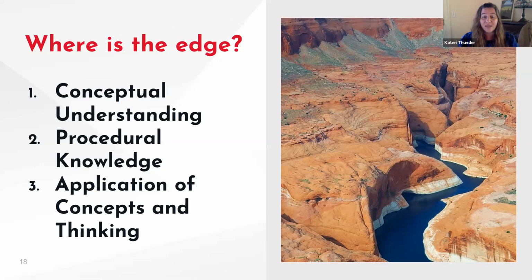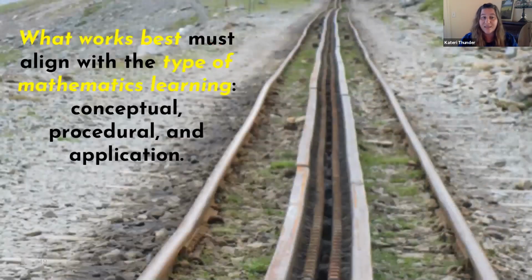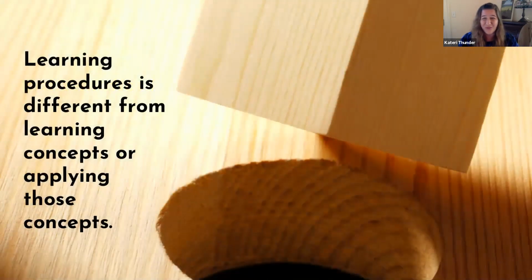So that brings us to another one of those big ideas, that what works best means we have to align the type of math learning with what we're going to do. Our instruction has to match what our goal is. If we're aiming for conceptual or procedural application understanding, then we need to make sure that we're using instructional strategies that match each of those areas. And we know that, right?